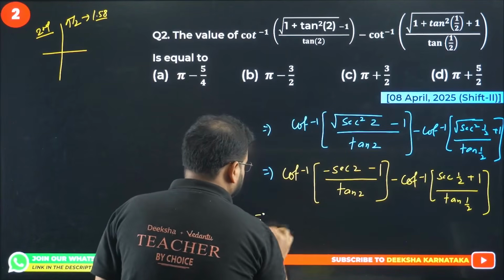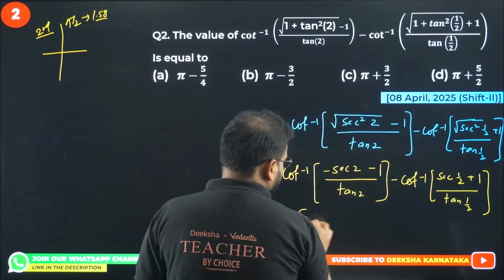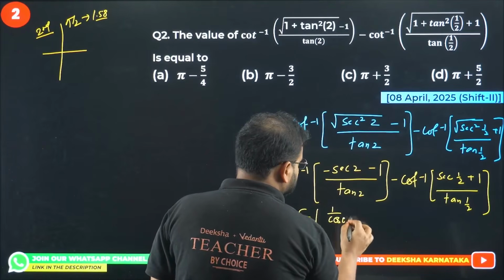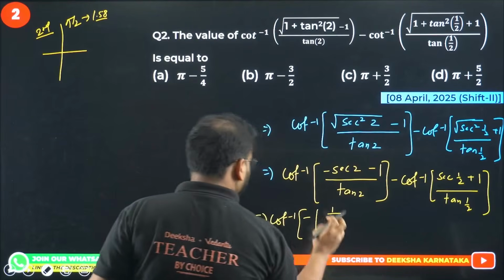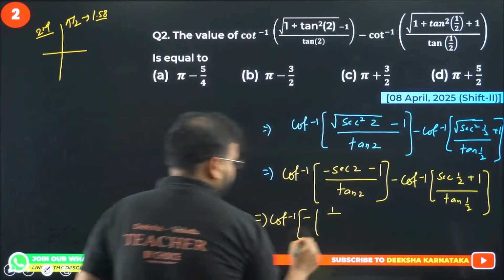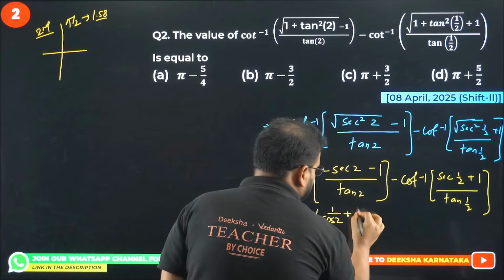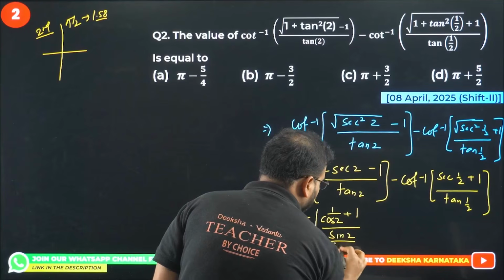Okay, so we get here cot inverse. This will become, I can take my sine common. So I'll have here 1 by cos 2, right, not theta. 1 by cos 2 plus 1 divided by tan will become sine 2 by cos 2.